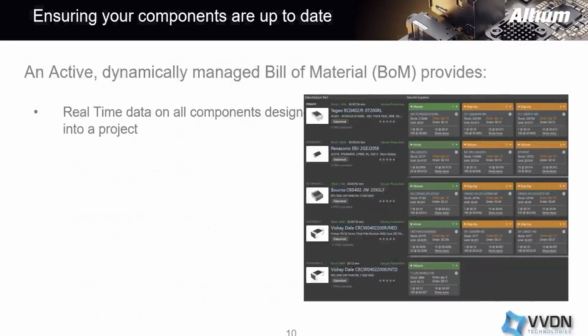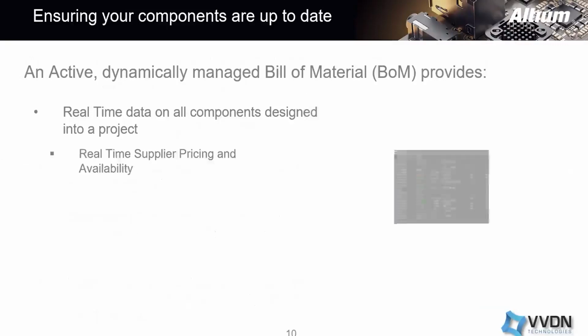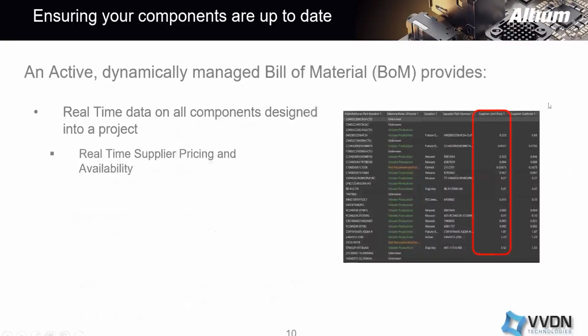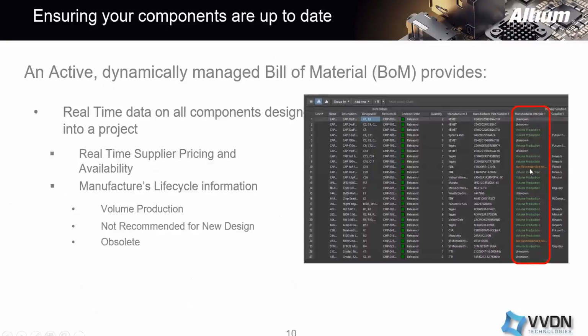Here you can see that through the Active BOM features we can see our favorite suppliers and choose suppliers from there. Real-time data is there: stock availability, unit price, everything. Under this window we can see the unit price. Then there is manufacturer life cycle information, like volume production. If it is in volume production, stock availability is there. If any component is going to go obsolete, at that time it will show not recommended for new design.